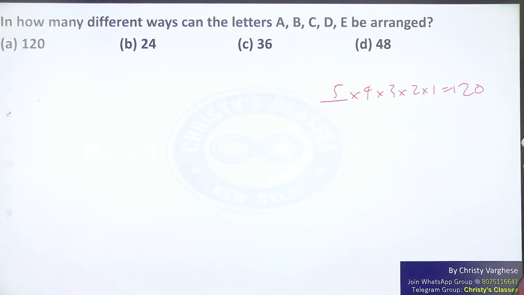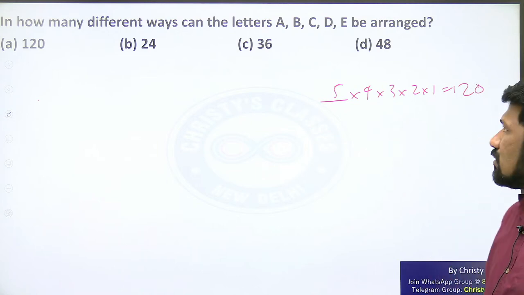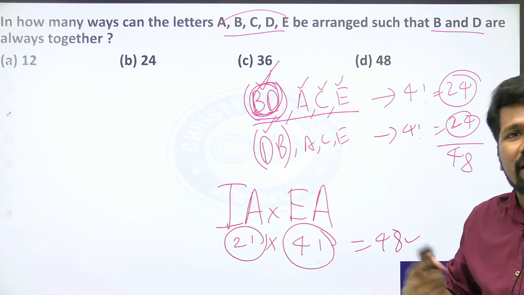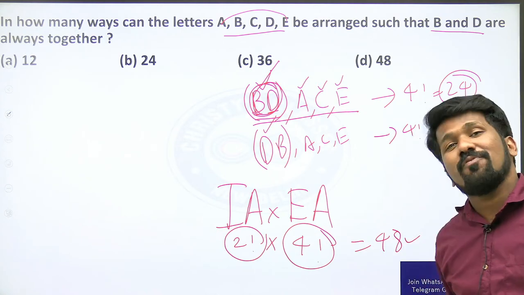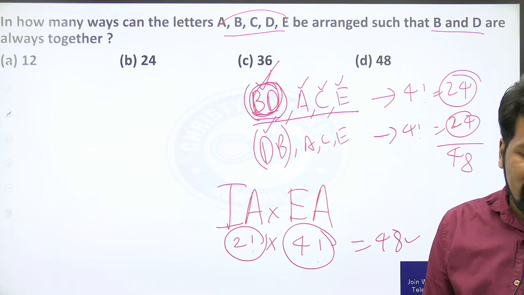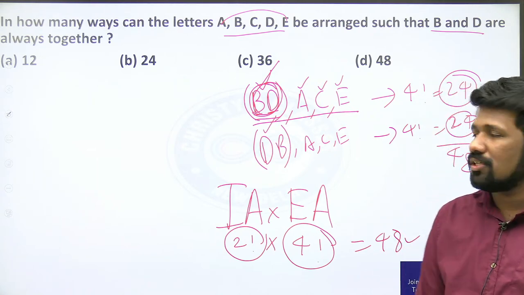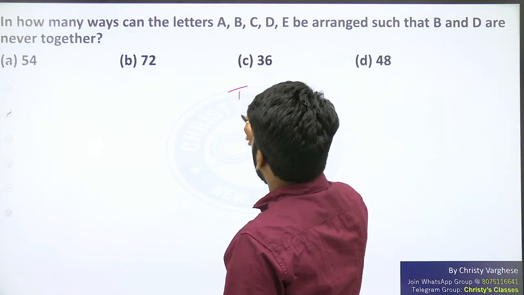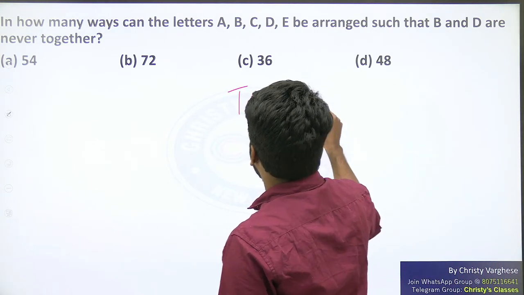How many ways can A, B, C, D be rearranged? 120 ways. In those 120 ways, 48 ways have B and D together. So in all the remaining ways, B and D will not be together. Exactly, Bhavana. Total minus BD together. If you find that, you get the answer.